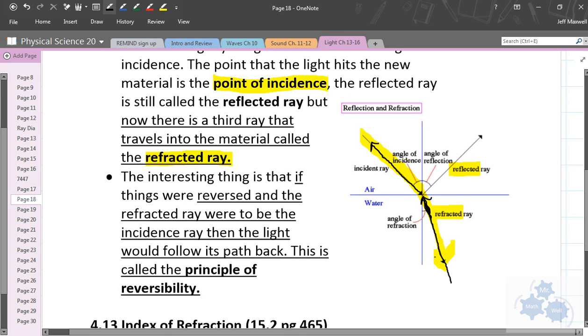So in water, if you have a light ray coming through water and into air, it's going to be refracted in a predictable way. The same that if a light ray was coming from air into water, it's refracted in a predictable way. So when light travels in the same path in both directions, it's called the principle of reversibility.